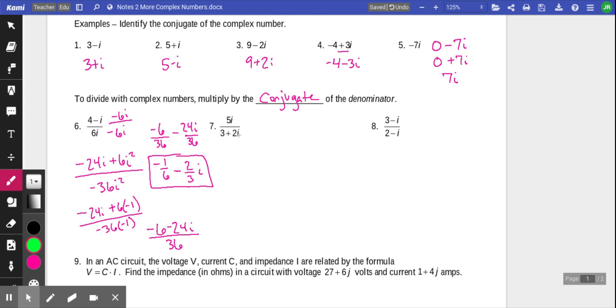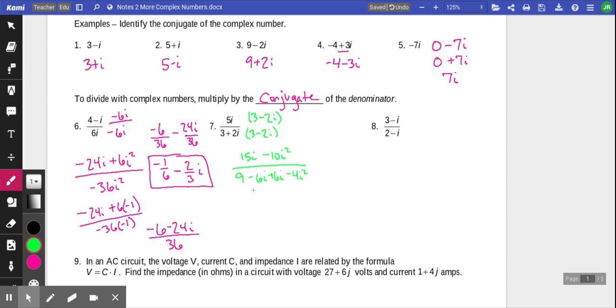Next example, my denominator has 3 plus 2i, so I need to multiply by 3 minus 2i. I'll do so on top and bottom. So in my numerator, I'll distribute, and I'm going to get 15i and then minus 10i squared, all over. I'll FOIL or use the Punnett square or double distribution in the denominator, but 3 times 3 gives me 9. 3 times negative 2i is going to give me negative 6i.